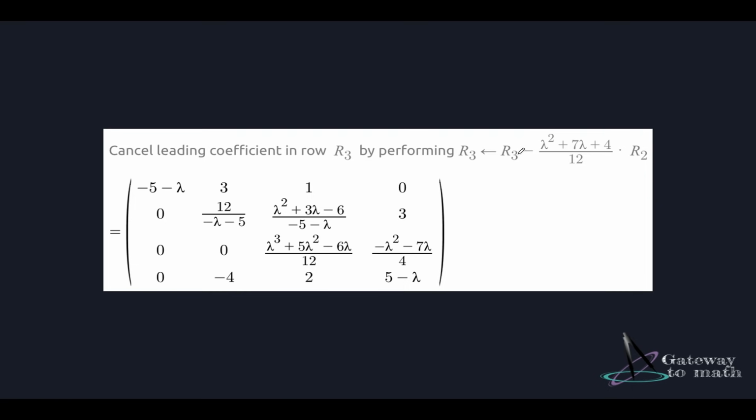Next operation is R3 minus lambda square plus 7 lambda plus 4 upon 12 times R2. That value we are inserting in R3.